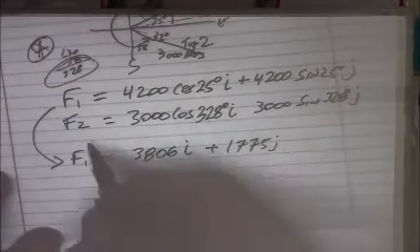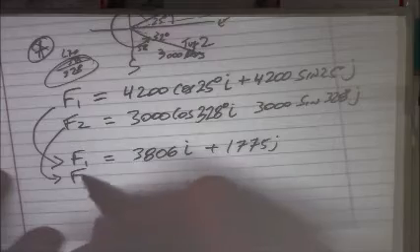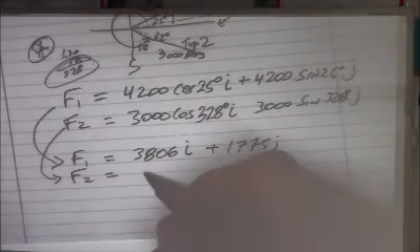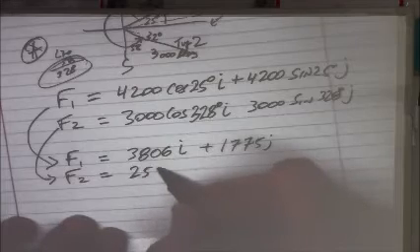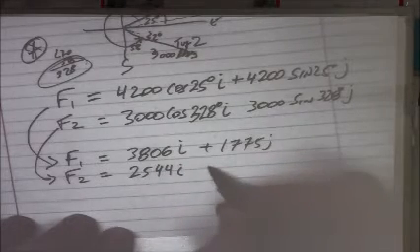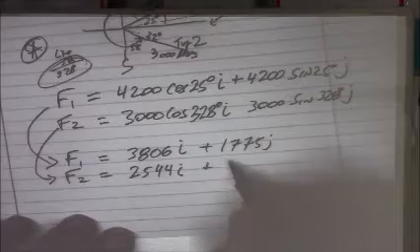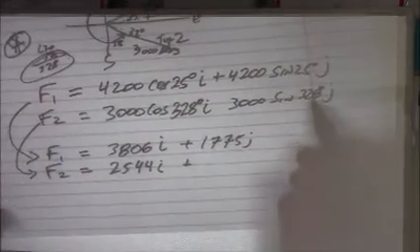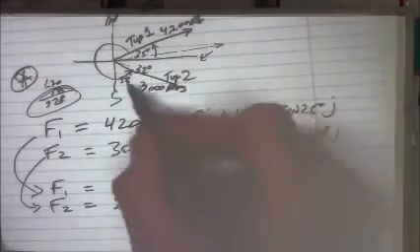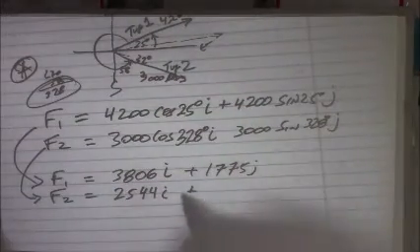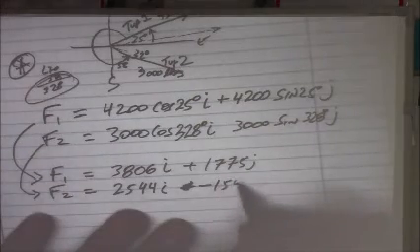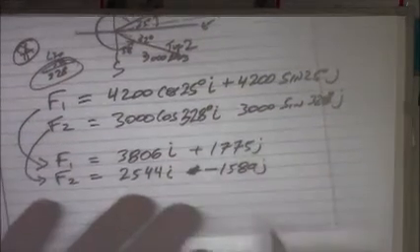This one, I'll do the same thing with force 2. I've already multiplied these out, so I'll tell you what they come to. This one comes to 2544i. And this one, it's not plus, it's minus, because now this is where the sine of 328, we're in the quadrant where sine is negative. So this one is actually minus 1589j.